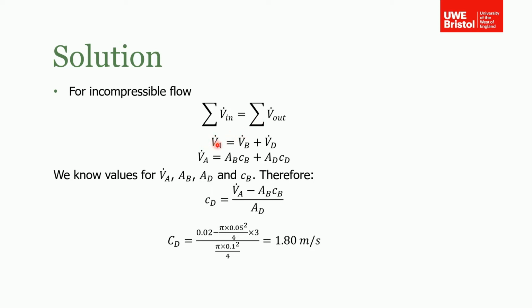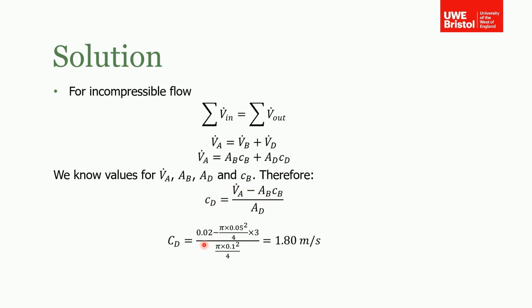So the volumetric flow rate into A is equal to the volumetric flow rate going out to B and D added together. Now in the question we were given the volumetric flow rate of A, but we weren't given the other two. We were just given the diameters and one of the velocities. Okay, so we know what the two diameters are, and we were told what the velocity in B was, but not in pipe D.